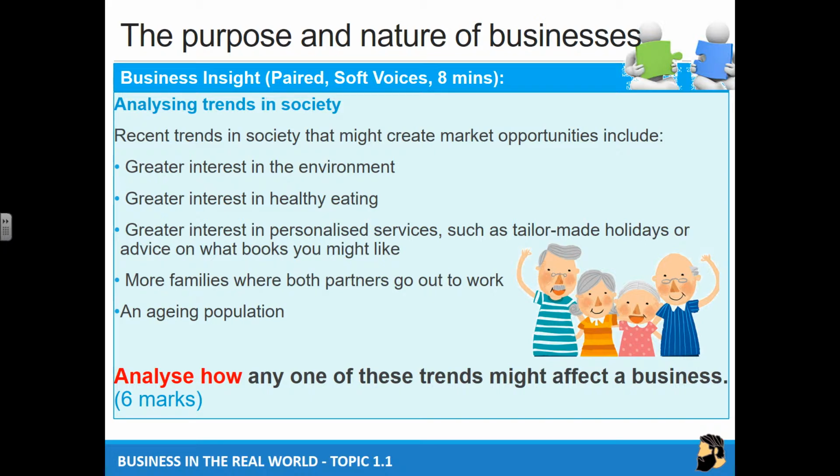Business Insight again. Please copy the title: Analyzing Trends in Society. This is going to be in brackets. Underline both, please. So let's have a look at what this is. Recent trends in society that might create market opportunities include. So these are some trends, things that have been different. First one, greater interest in the environment. So I've noticed this even from my time in high school. It's been 20 years since I've been in high school.